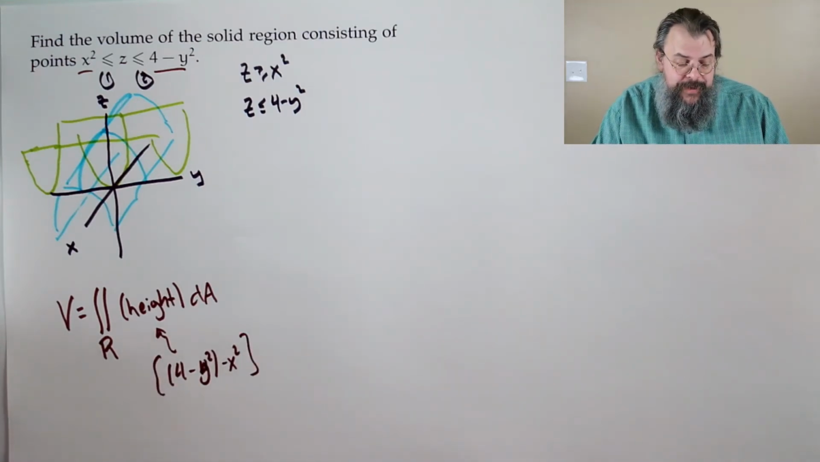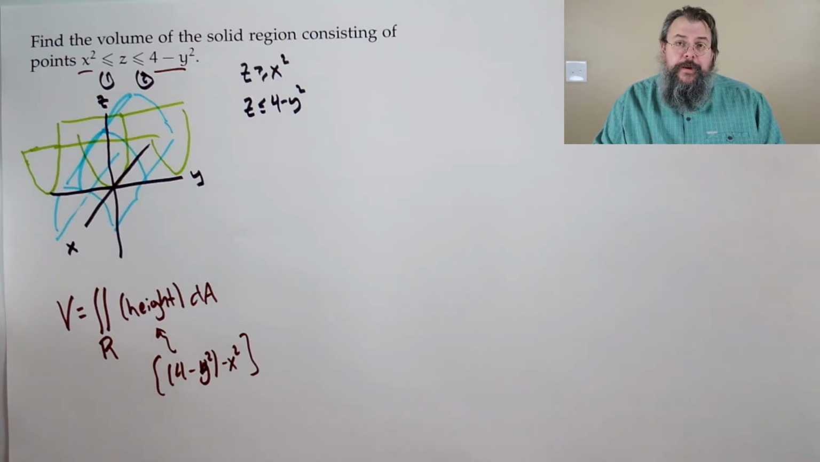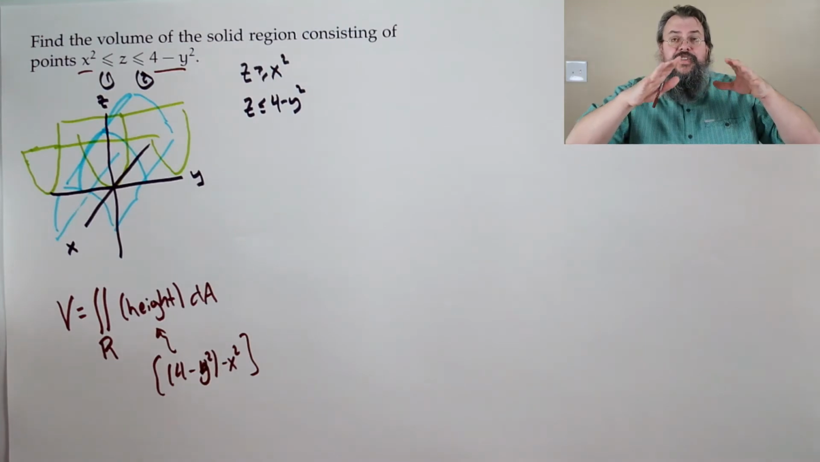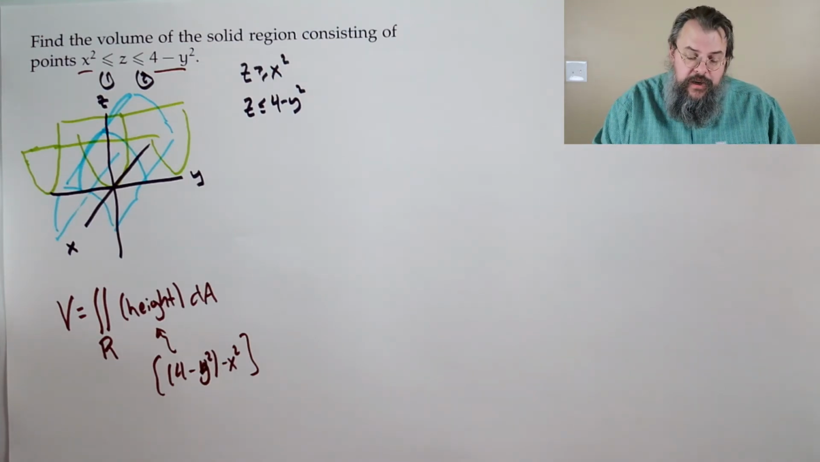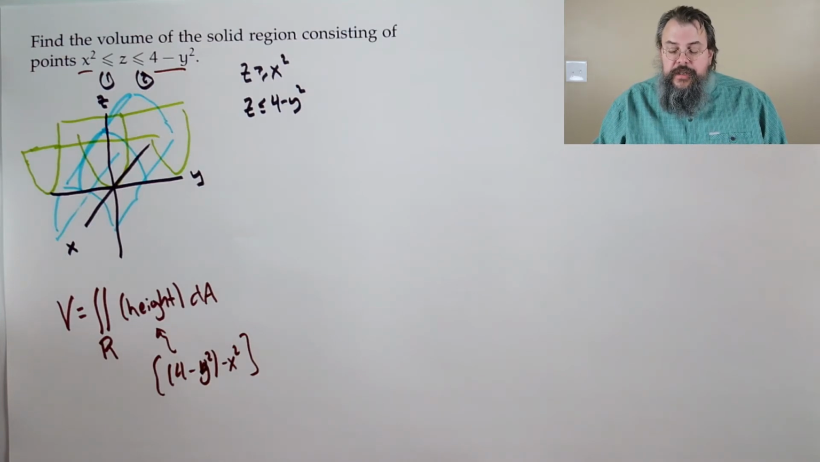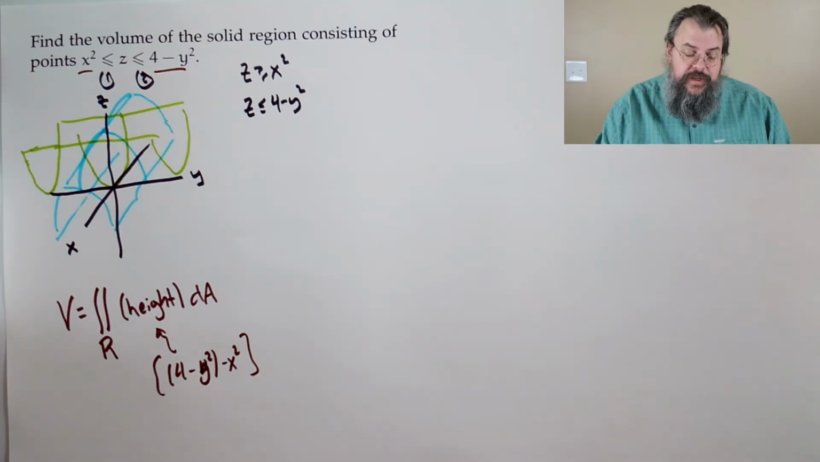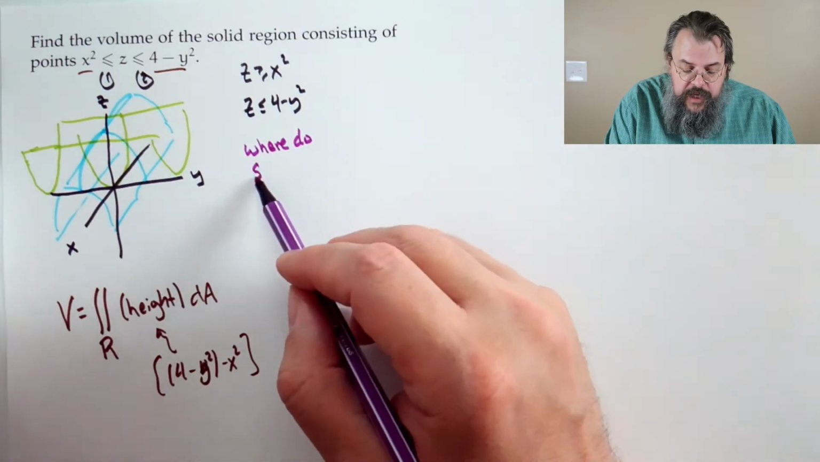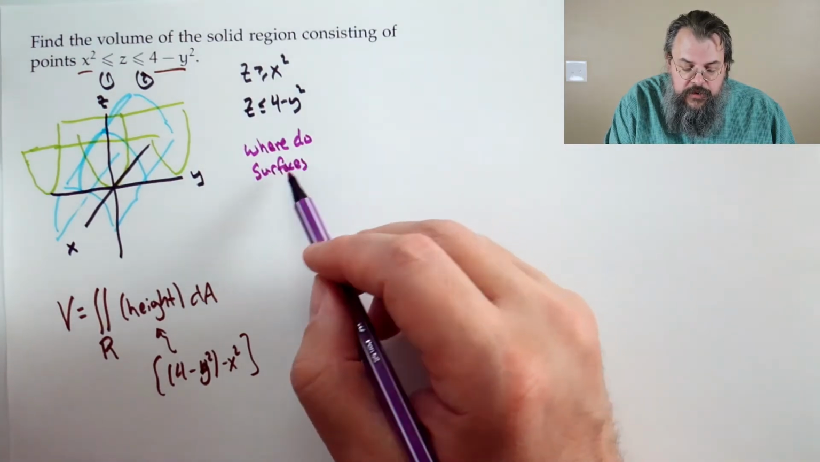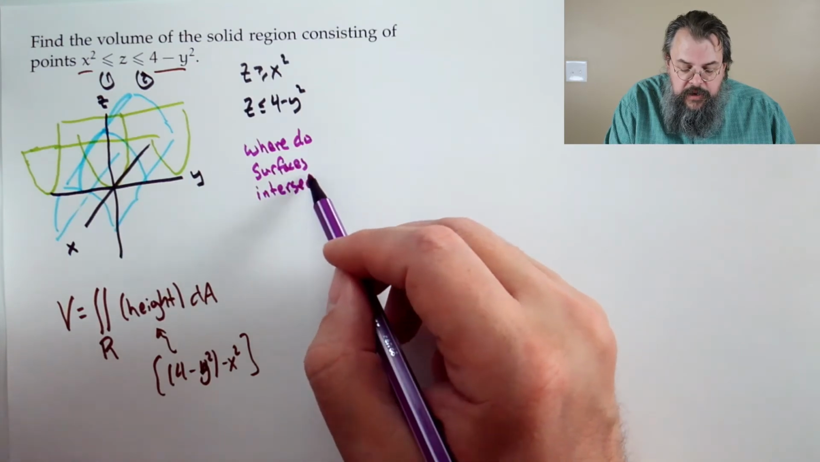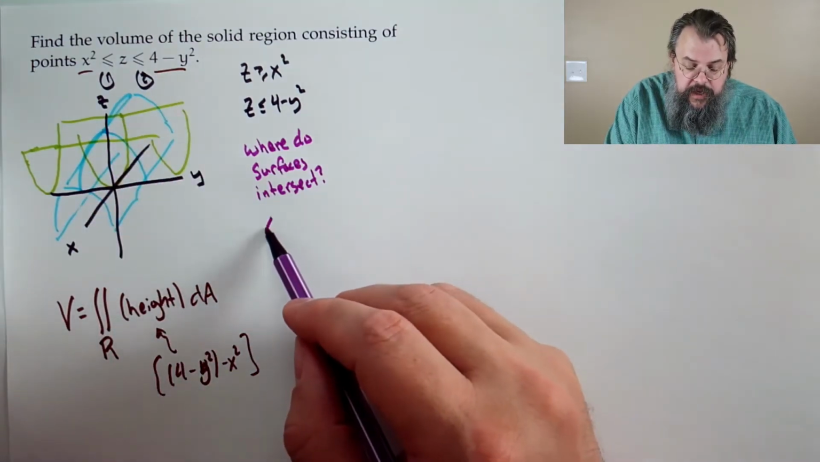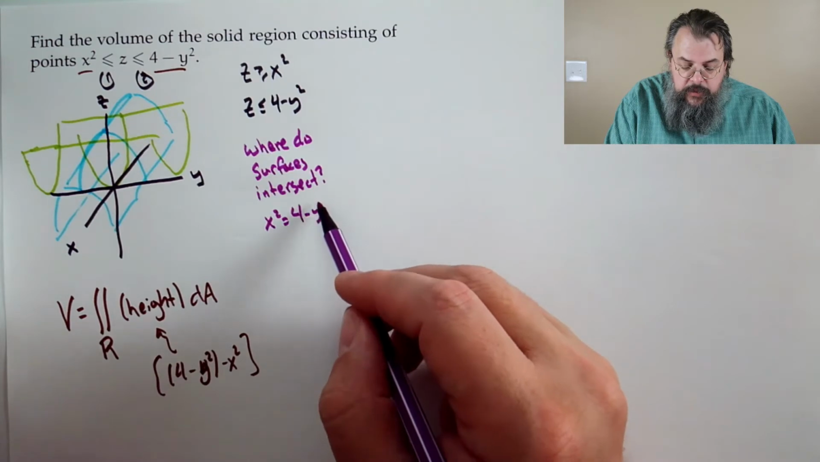What's the region? This is the part where we have to decide, because it didn't specify a region. So how do we figure that out? When you have surfaces and you want to find the volume between them, the region comes from the intersection of the surfaces. So we ask ourselves, where do the surfaces intersect? That will indicate what region we need to work over. For us, that would be when these pieces are equal. When does x squared equal 4 minus y squared?